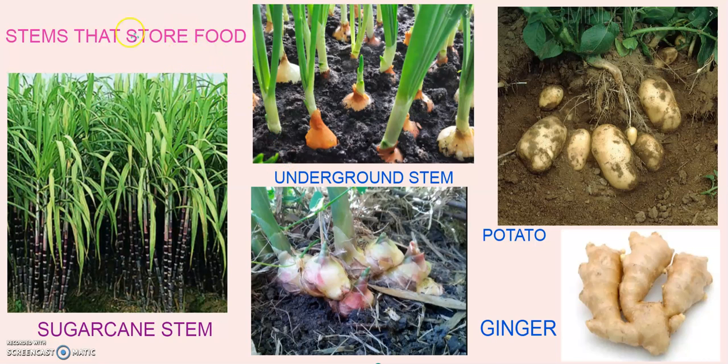Let's see, children. Some plants store food in their stems, like sugarcane. Sugarcane is a stem. It stores food in this stem. And some other plants store food in underground stems. So onions, potatoes and ginger are underground stems. They store food in underground stems.